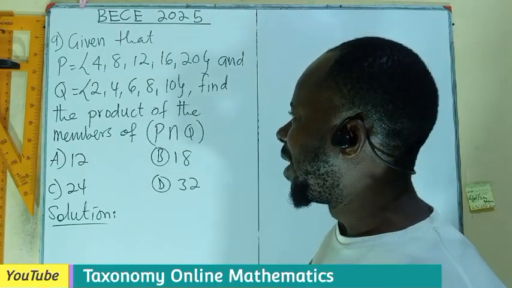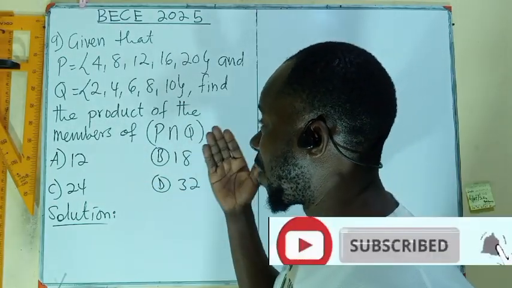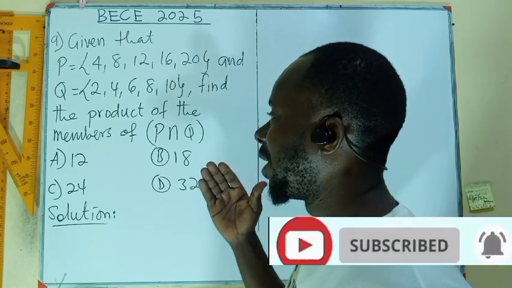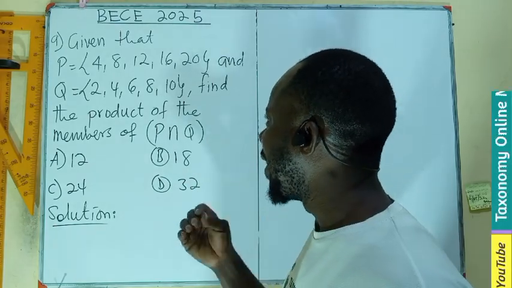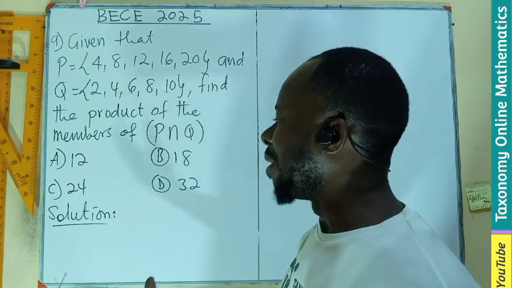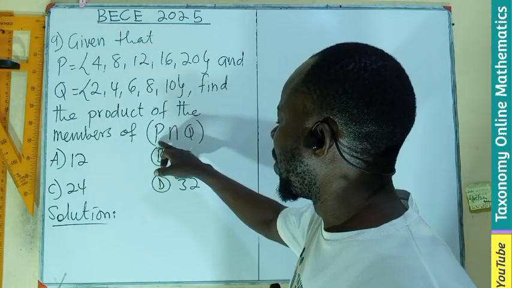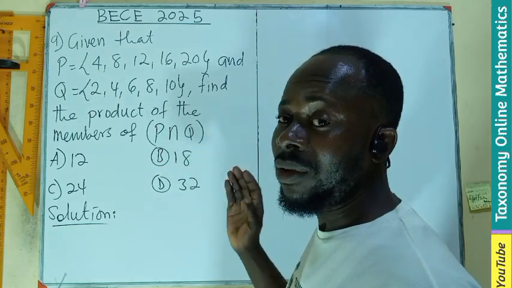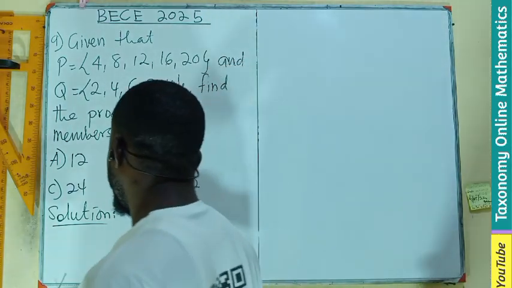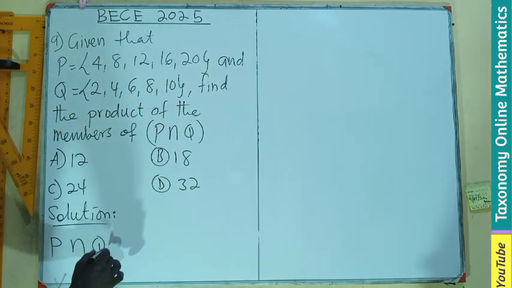Given that P is a set of numbers 4, 8, 12, 16, 20, and that of Q is 2, 4, 6, 8, 10. We have to find the product of the members of what? The P intersection what? How do you call it? Q. So first thing to do is to find the intersection of P and Q.